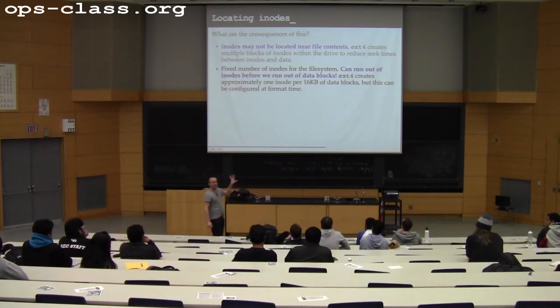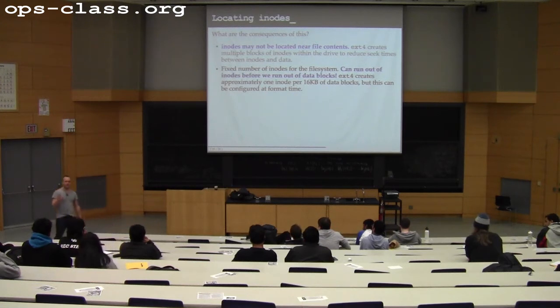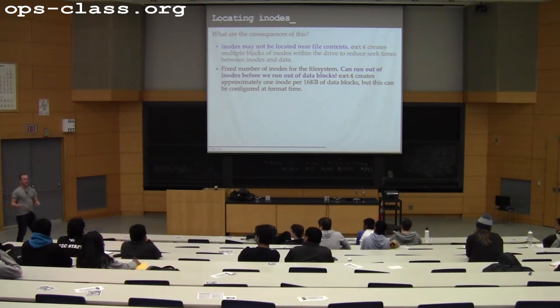Because when you format the disk, the file system has to make a guess about the average file size. It's going to say, OK, I've got 16 gigabytes of disk space here. How many inodes do I need? And when you format, you can actually specify this as a parameter. ext4 creates one inode per 16K of data blocks. So if your average file size is a lot smaller than 16K, you're going to run out of inodes. And the disk will report being full. It's not full. It's really irritating.